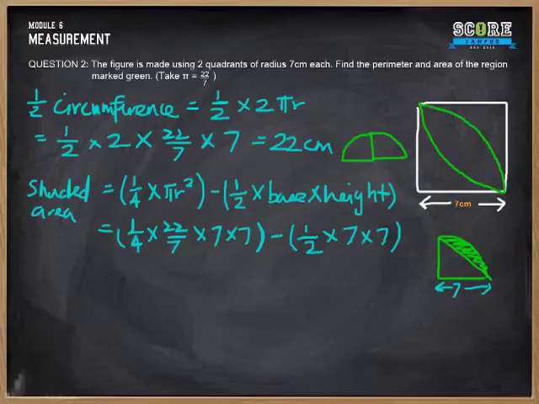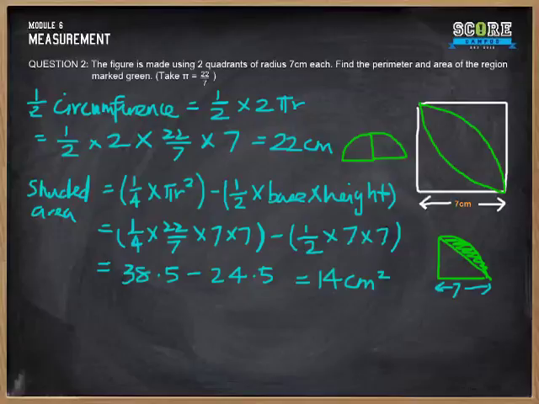Okay, when you do the mathematics, you get 38.5 minus 24.5. And the final answer you get is 14 cm squared for just that figure. So mind you, you've got 2 figures like that, right? Look at the original diagram and you'll realize you've got 2 figures like that. So now you have to multiply the answer by 2 to get the area of the green region.